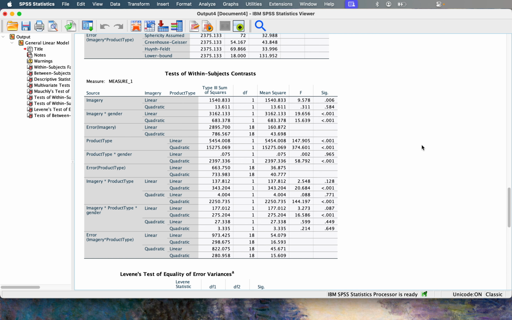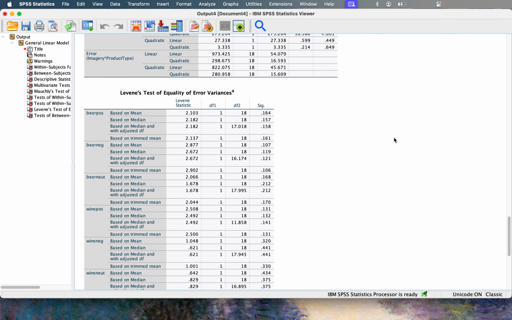So now the next table tested within-subject contrasts. This one is really hard for me, but hopefully I understand this. The linear and quadratic effects are both significant for imagery and product type, and gender is influencing these patterns. So we see here that quadratic effects are the strongest for product and gender interactions, I think. All right, let's just move on.